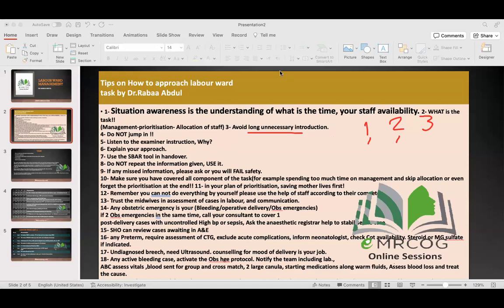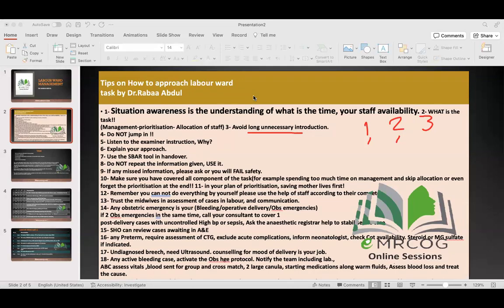So imagine that you are an examiner and you have 14 doctors, and each of the 14 doctors comes and says the same two lines at the beginning, exactly the same. This is not acceptable in all the UK exams. So this is something against the UK standards. Okay, so please don't show that you are scripted.